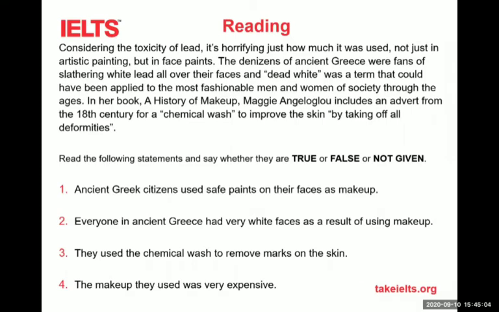So either with the poll question or in the chat box. Read the 4 statements, decide if they are true, false, or not given. I'll give you about a minute and a half.